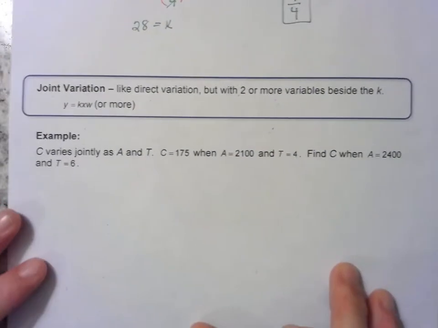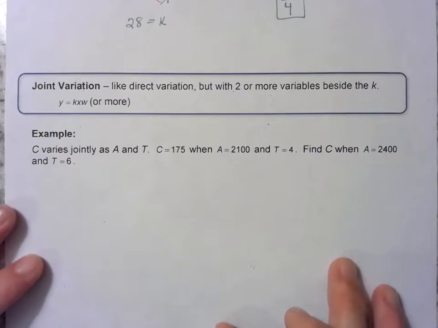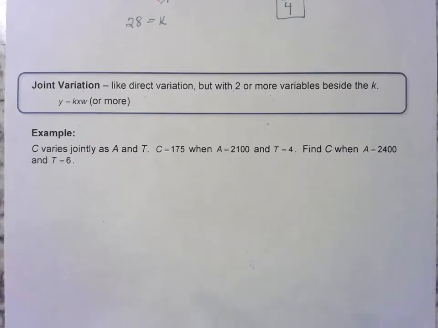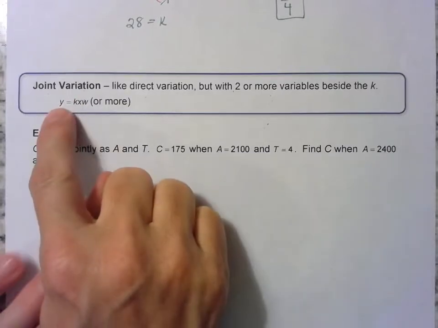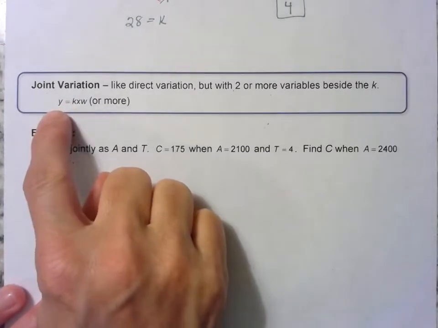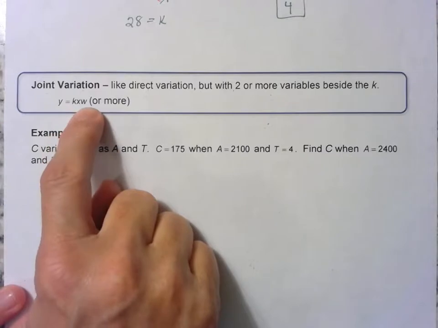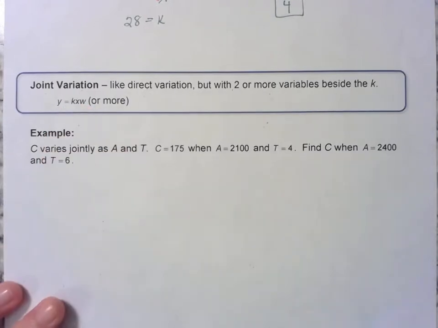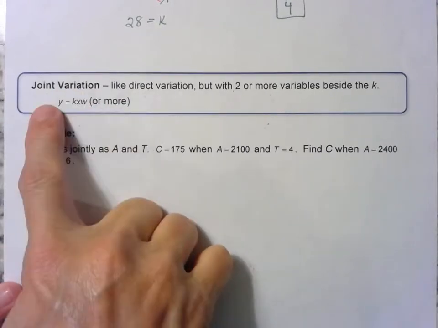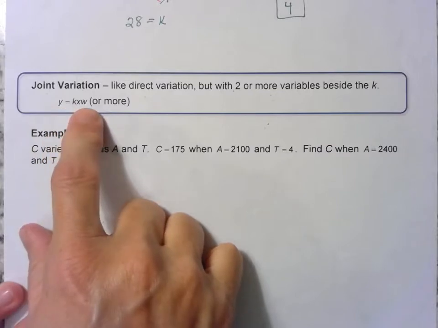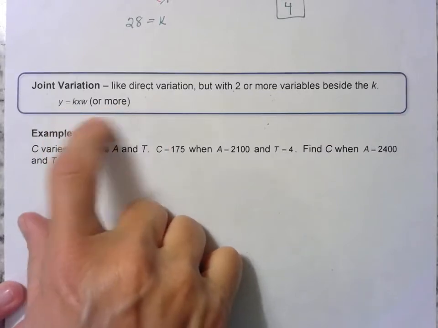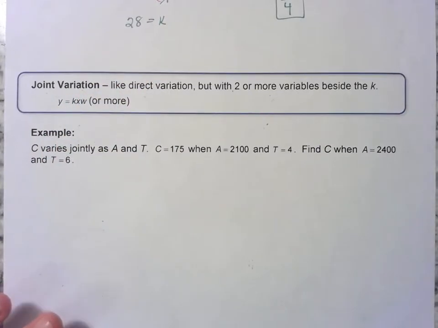Every once in a while you're going to have joint variation. So it's kind of like direct variation, but you have more than one variable. So like this one. In this case, y varies directly as x and w. And you could have a whole string of variables. Y varies directly as a and b and c and d, like that. It could go on and on forever. So let's look at an example.